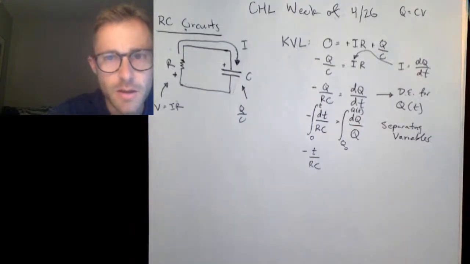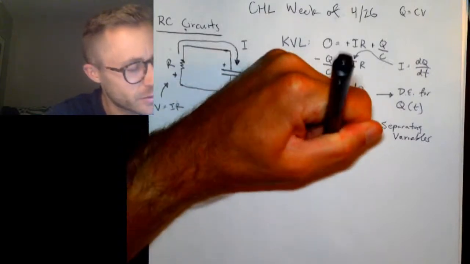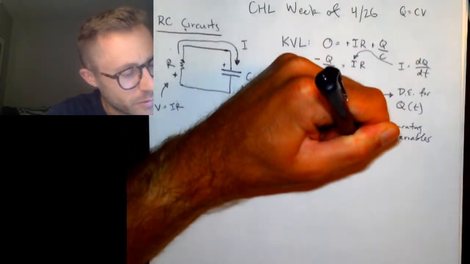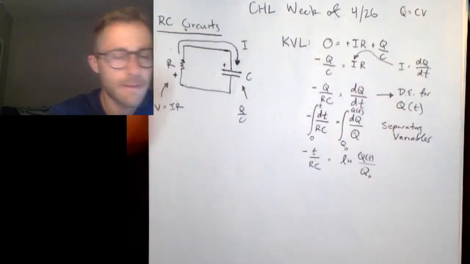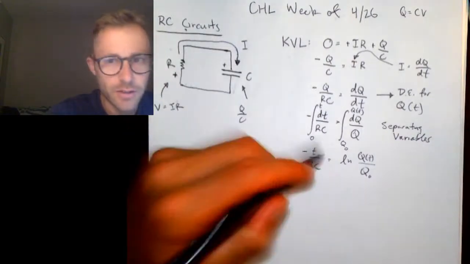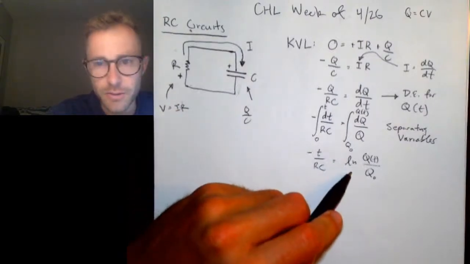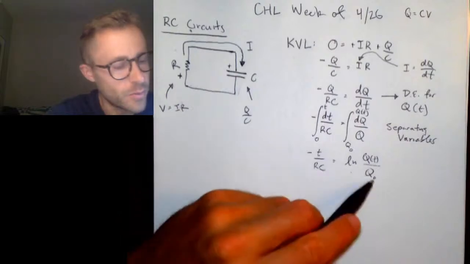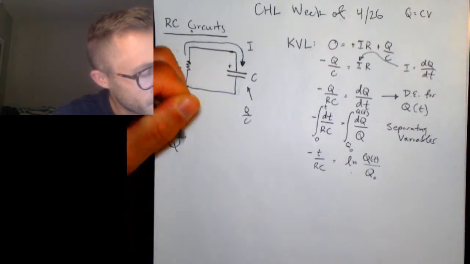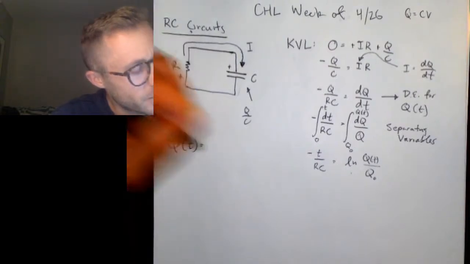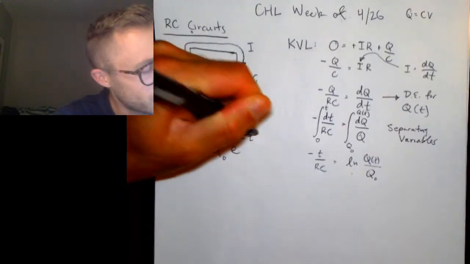Okay. And then on the left-hand side, this integral is natural log. So I get natural log of q at time t over q naught. All right. So then I can take this and I can solve it for q of t. And so to do that, I have to do e to both sides and then multiply the q naught over. And so what you get is that the charge as a function of time is equal to q naught times e to the minus t over RC.